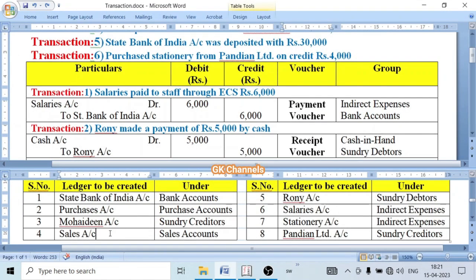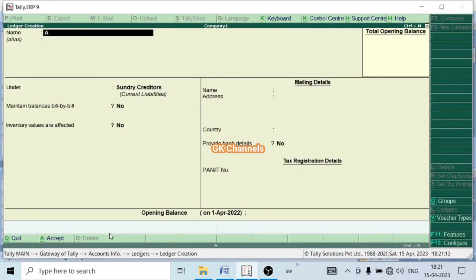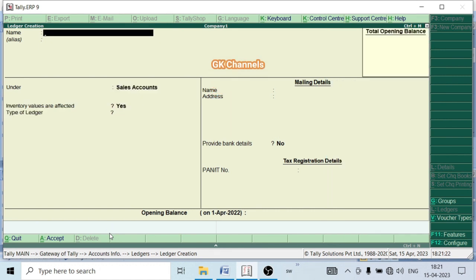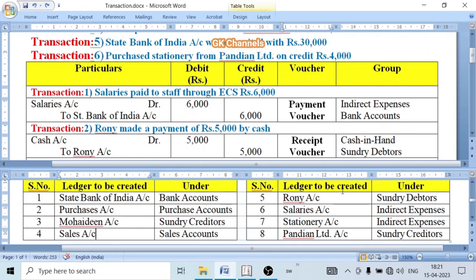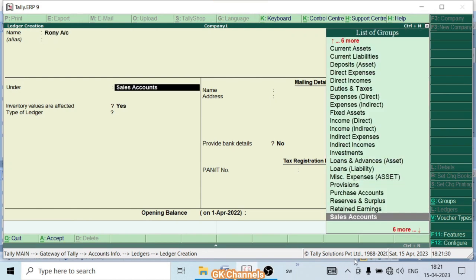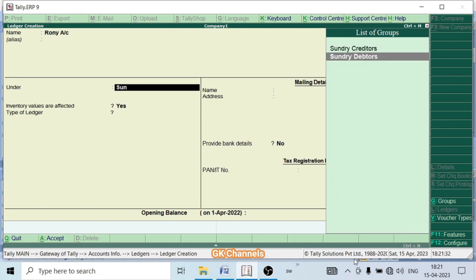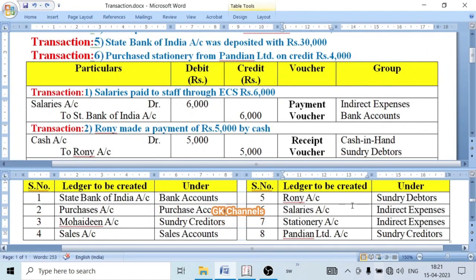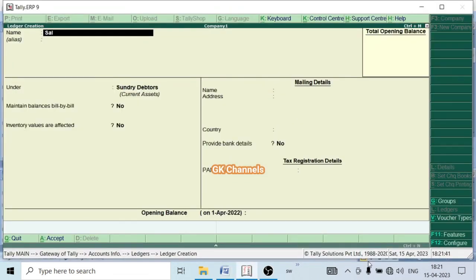Fourth ledger, sales A/c under the group sales accounts. Control A to save this ledger. Fifth ledger, Roni A/c under sundry debtors. Control A to save this ledger. Sixth ledger, salaries account under indirect expenses group.